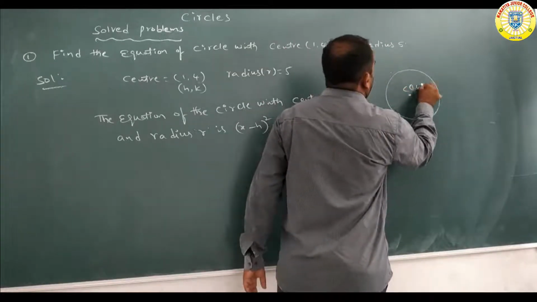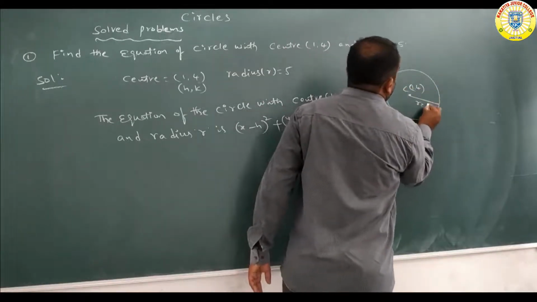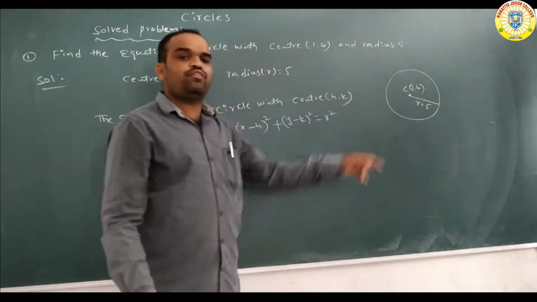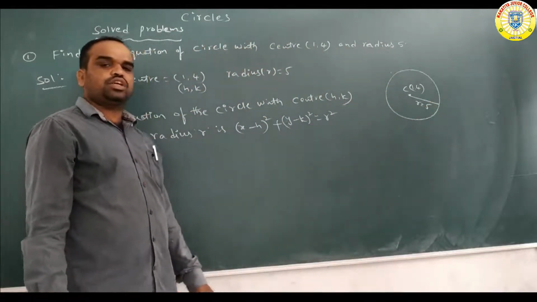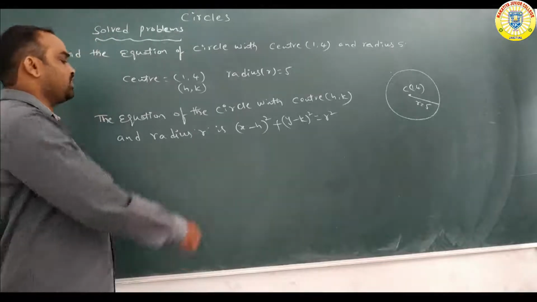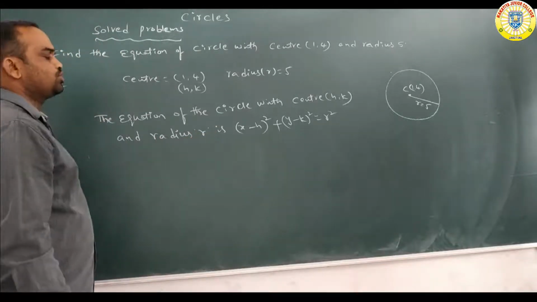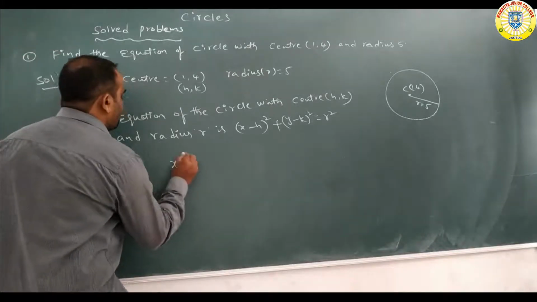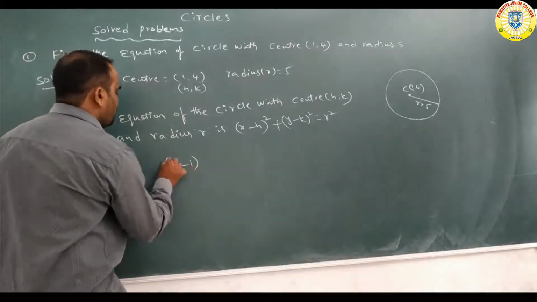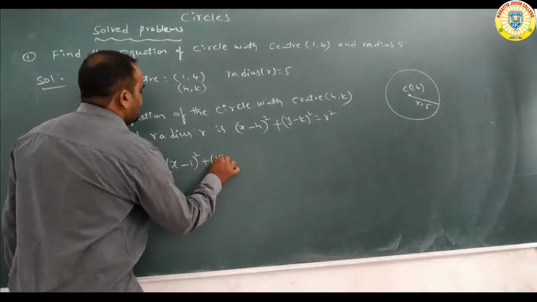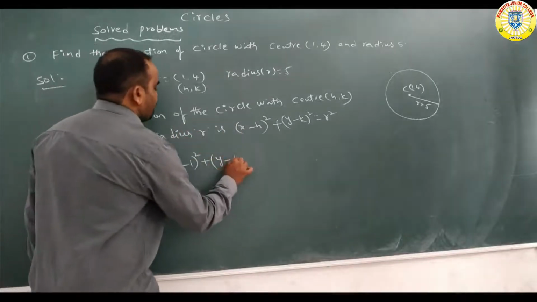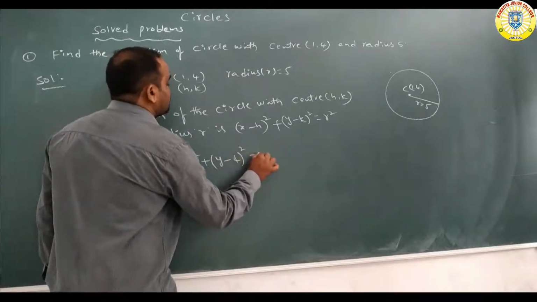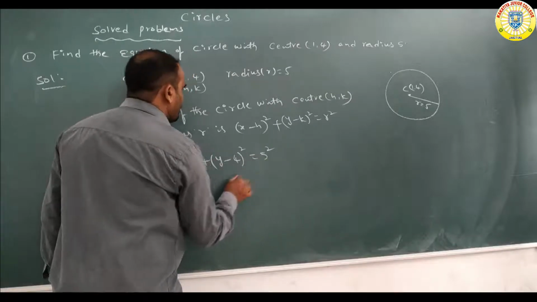Here the center is (1, 4) and the radius r is given as 5. In that case, we are finding the equation of the circle. Which formula? (x minus h) whole squared plus (y minus k) whole squared is equal to r squared. So (x minus 1) whole squared plus (y minus 4) whole squared is equal to r squared, which is 5 squared.